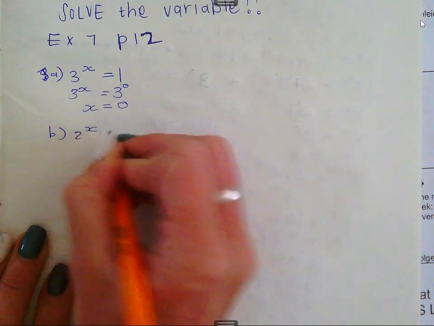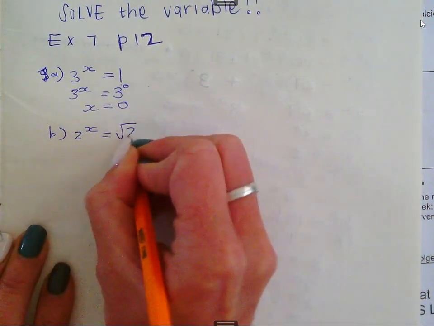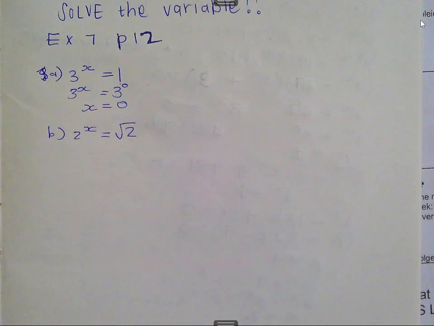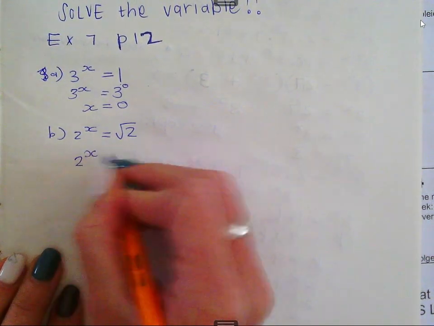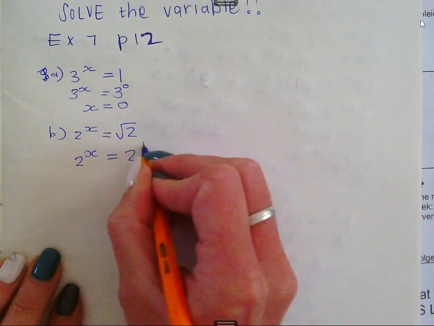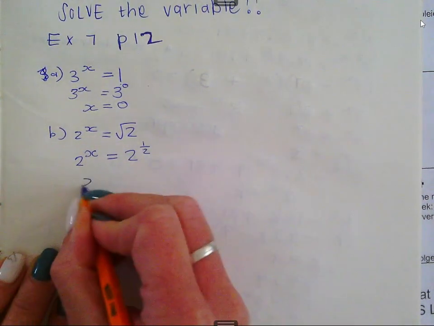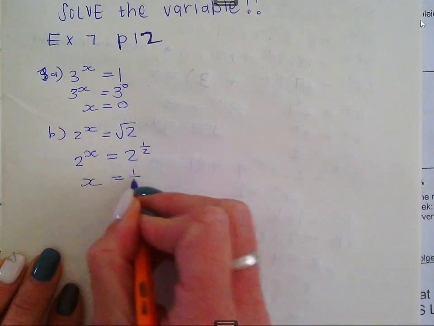Two to the power of x equal to the square root of 2. Who can tell me what I can do there? What's the root? 2 to the power of x equal to 2 to the power of half. And then x is half.